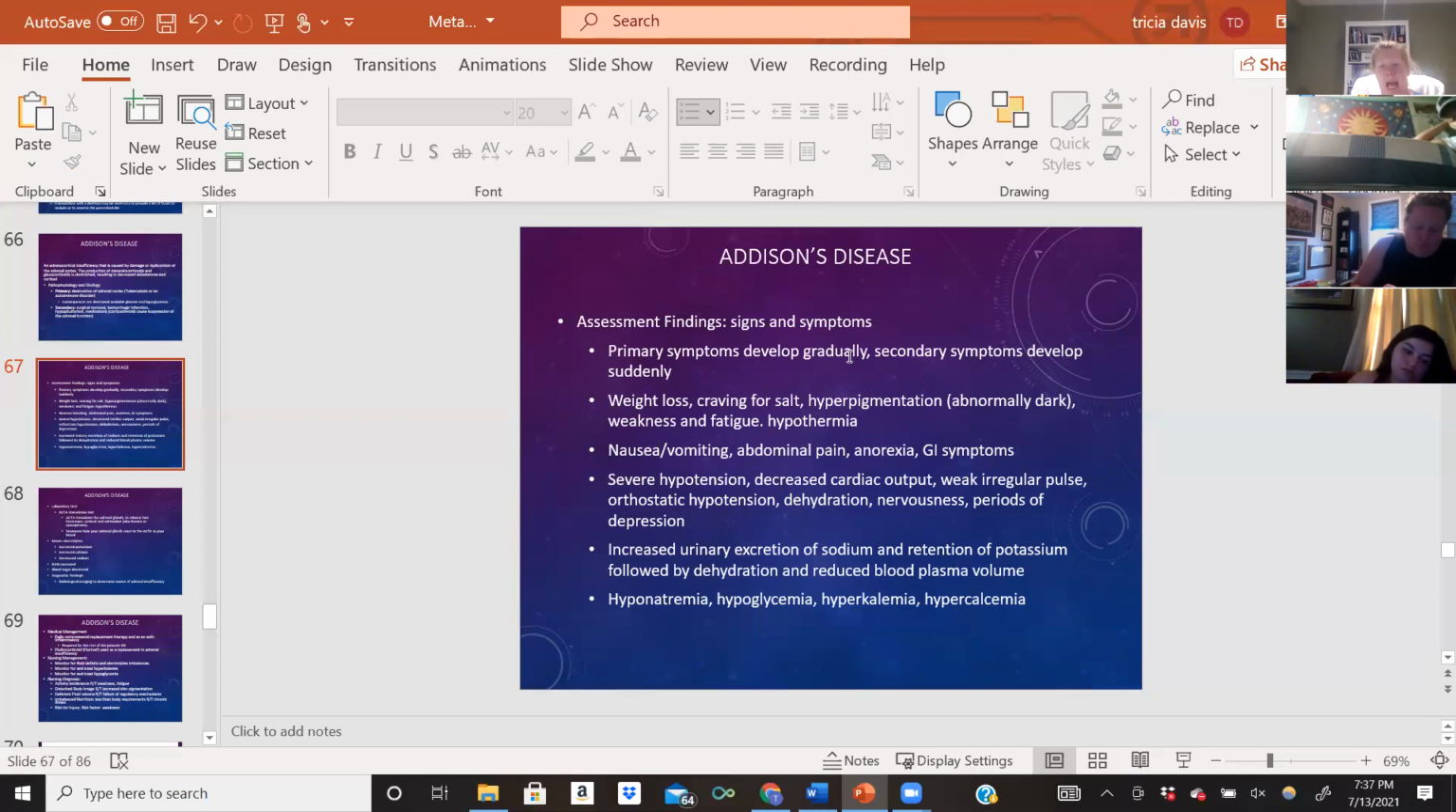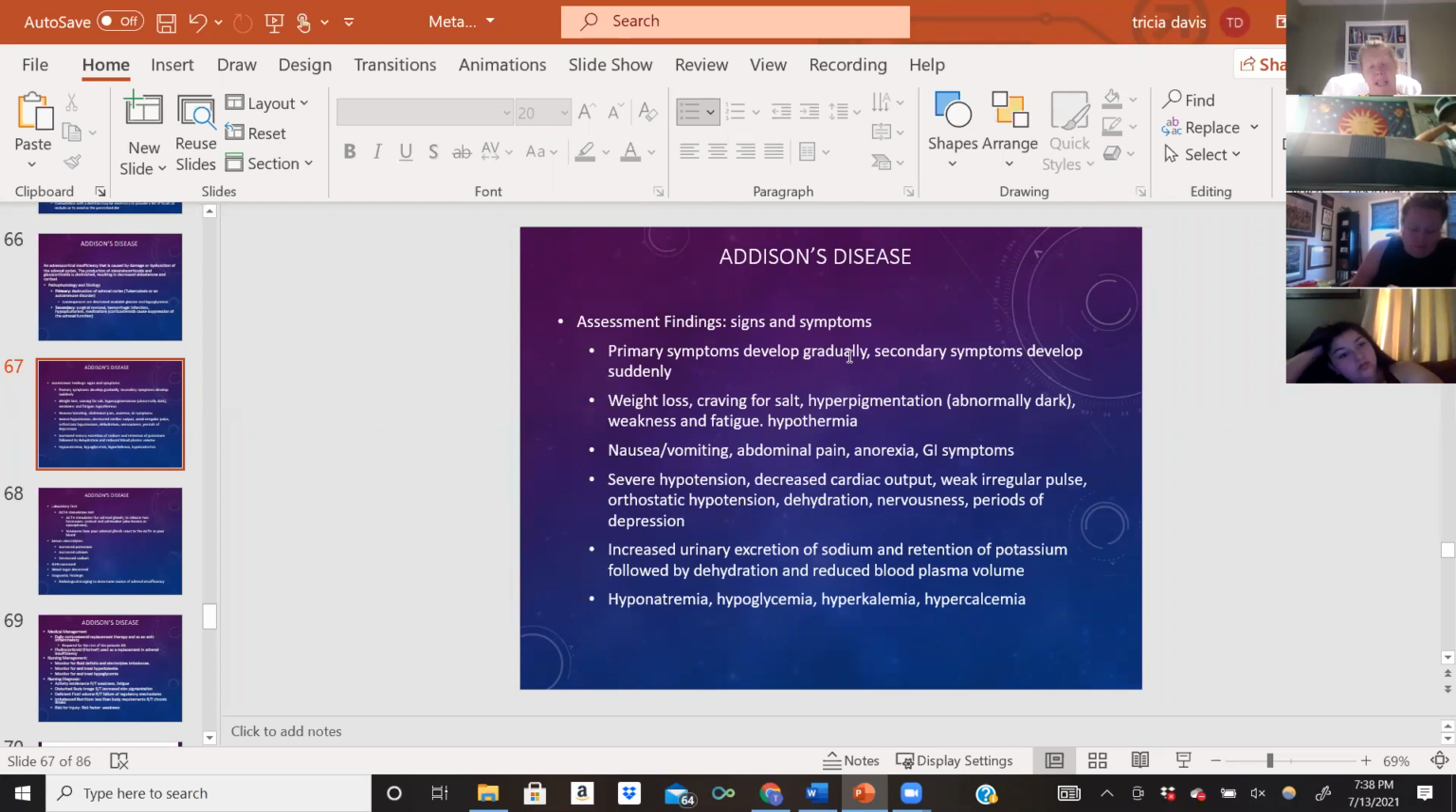hyperpigmentation of their skin, they're going to be abnormally dark, weakness and fatigue, hypothermia. They can complain of nausea and vomiting. They might have abdominal pain, GI symptoms, anorexia, so they're not going to have much of an appetite, which explains the weight loss. Together with the nausea and vomiting, they're going to have severe hypotension. So we know that if their circulatory volume is low, they're going to have decreased cardiac output, a weak, irregular pulse. We're going to have orthostatic hypotension. Remember, when they change positions from laying to sitting to standing, we're going to see that blood pressure drop systolically and diastolically. They might be dehydrated.